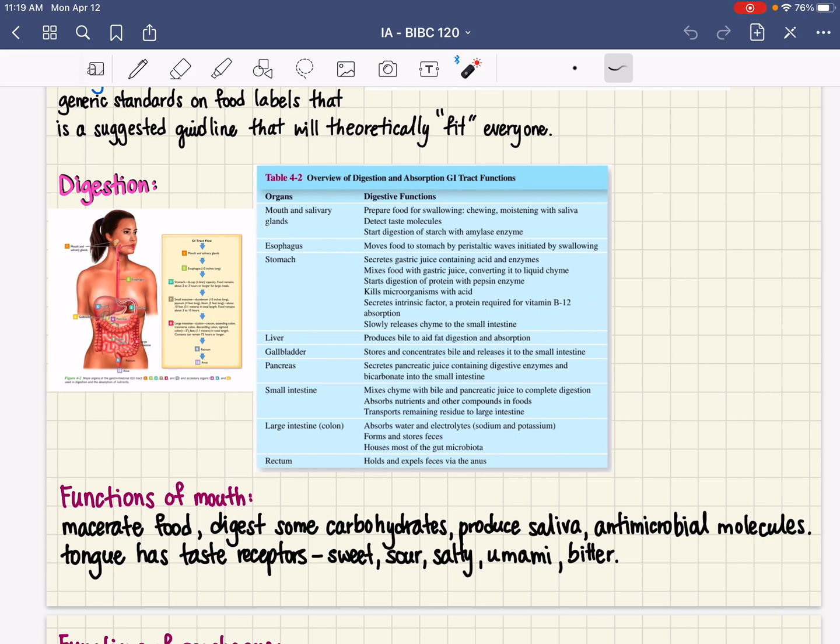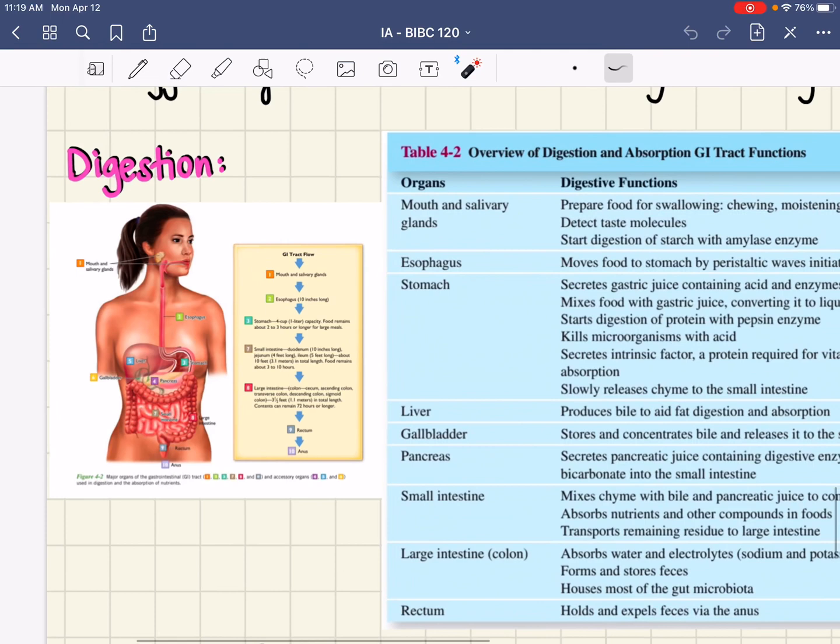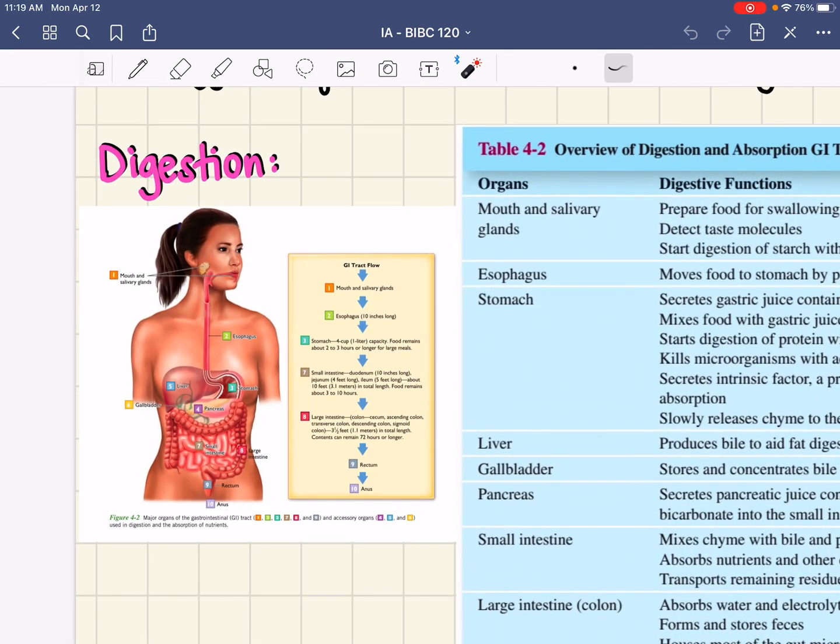Okay, then we moved on to digestion, right? Once we eat the food, then what happens? Here you have a good schematic of the digestive tract, and I would say just for an overview, know that you have the digestive canal. So you have your mouth, the esophagus, then the stomach, then the small intestine, which goes around, then the large intestine, then the rectum. So that is the digestive tract.